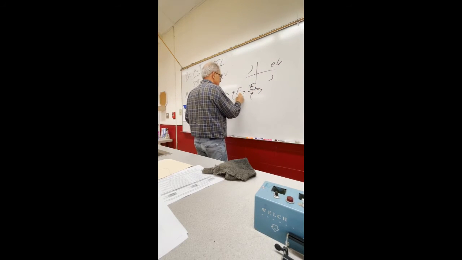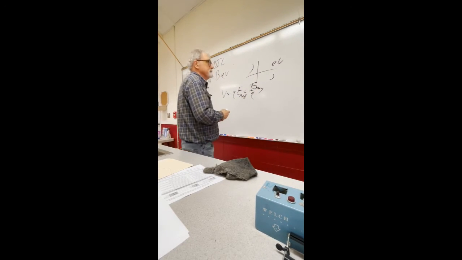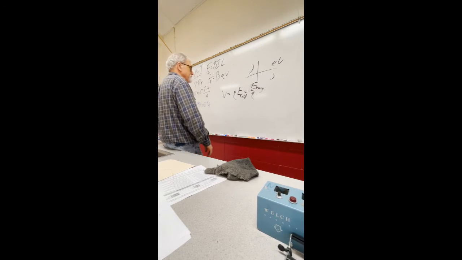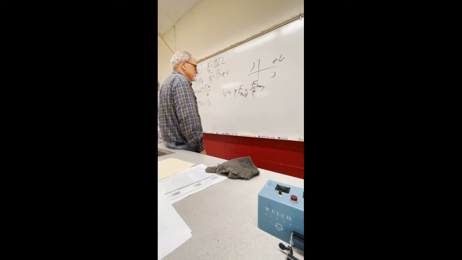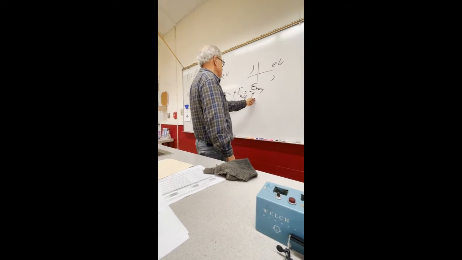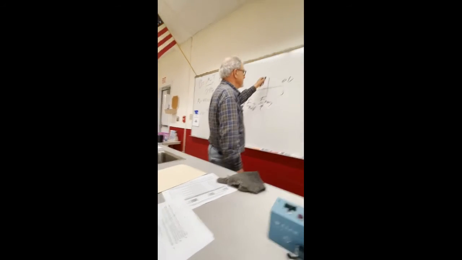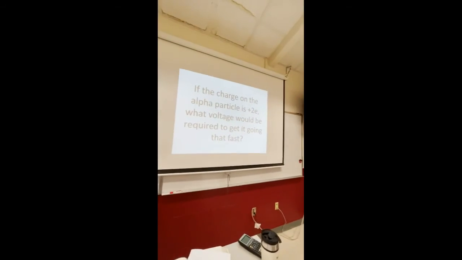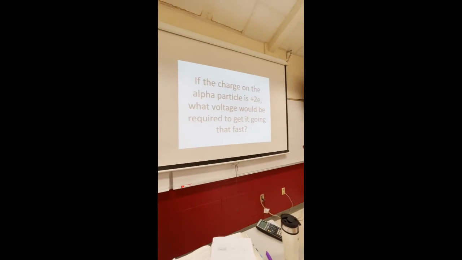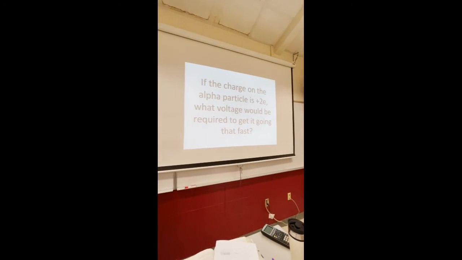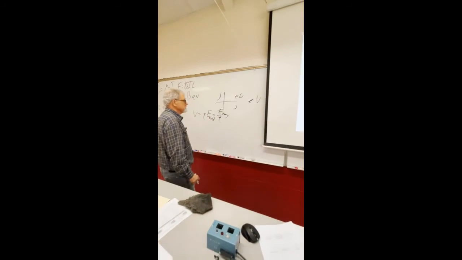Energy field. So how much voltage? That's just the energy divided by the charge. So what we're going to have is our answer in electron volts. It's joules per... divided by 2 electrons.